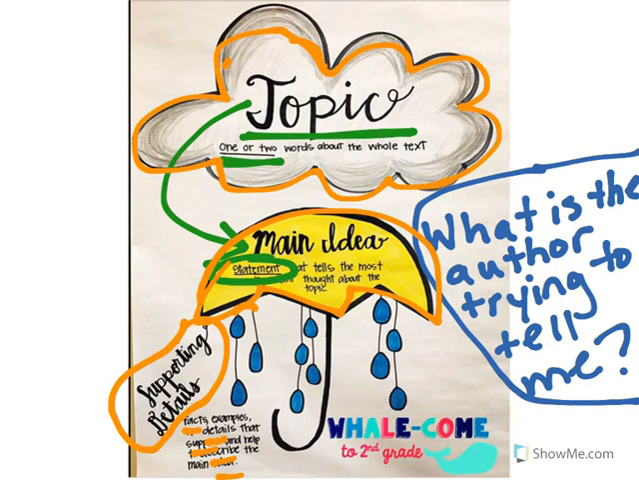So the raindrops are those little details, since there's a bunch of them. When we write our main idea, we have to have enough evidence to support what we're trying to say the main idea is. Because without the main idea, our topic wouldn't make sense, and our main idea wouldn't make sense. So we have to make sure that they're all related to one another.